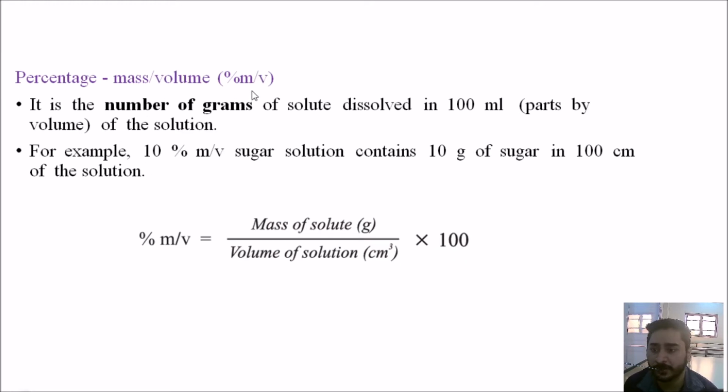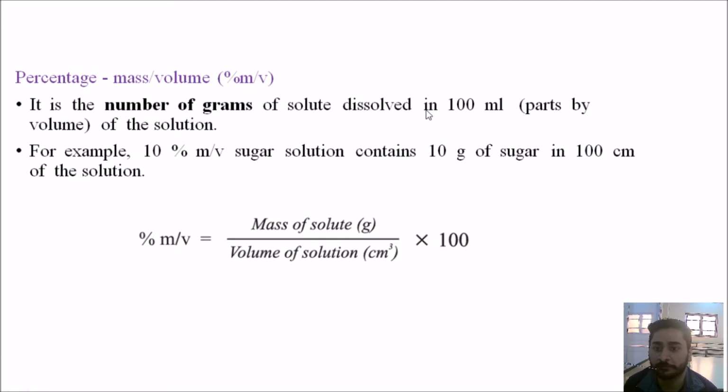What is mass by volume percentage? It is represented by m over v. So m is going to be for the solute and v is going to be for the solution. So it is simple. The number of grams of solute, of course mass is in grams, so number of grams of solute dissolved in 100 ml of solution. Now we have taken ml of solution, so ml is actually volume. ml is a unit of volume.